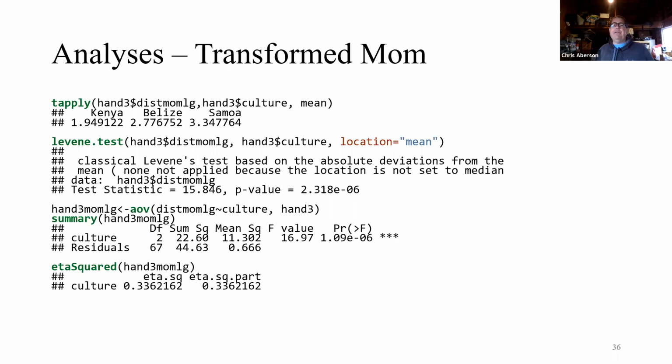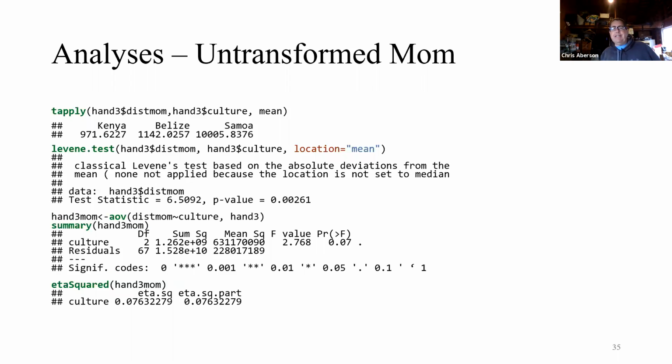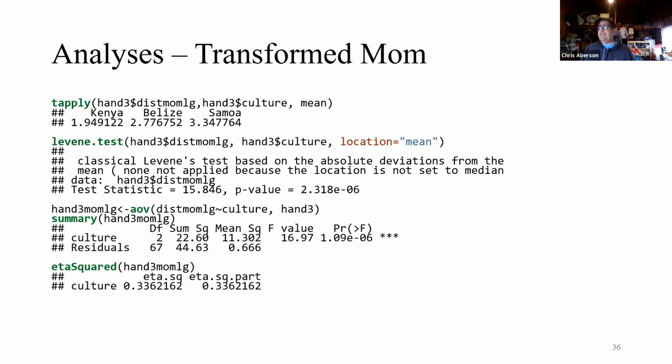You can see the p-value here. Notice how we had a non-significant result, and now we have a p-value that's about 8 times bigger. Similarly, the eta squared went from about 0.07 to 0.34. So we can see that there's a real difference between these analyses.